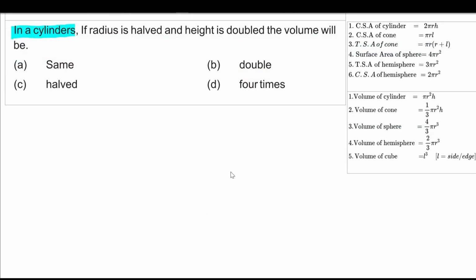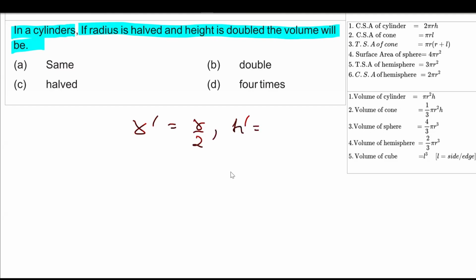In this question, it says, in a cylinder, if the radius is halved and the height is doubled, then what will the volume be? Let's say the new radius is r dash, which is half of the original radius, that is r over 2. And the new height, h dash, is doubled, so it is 2 times the original height. Now we have to figure out the new volume, say V dash, and V is the original volume.